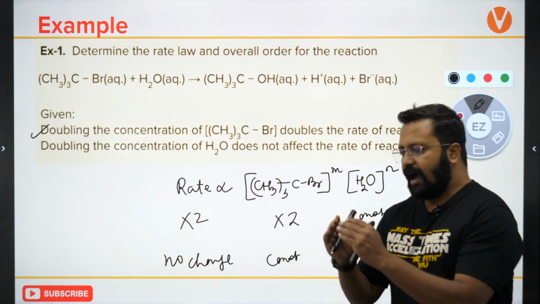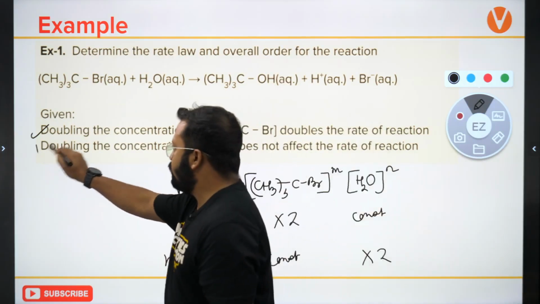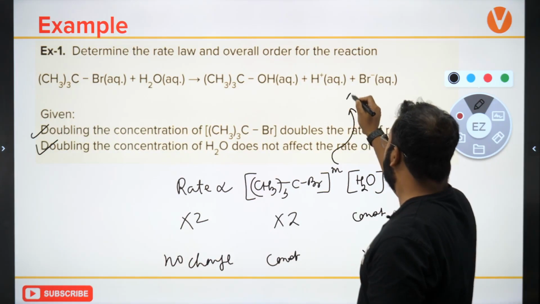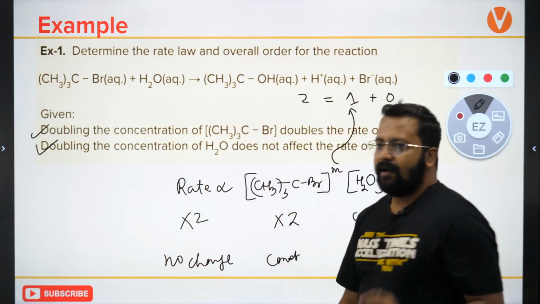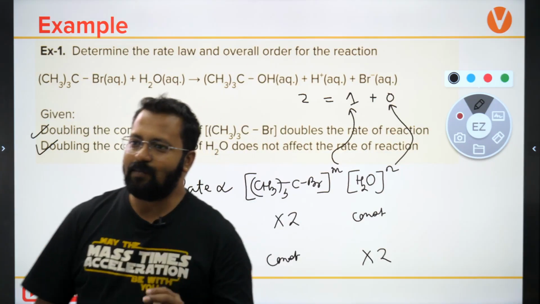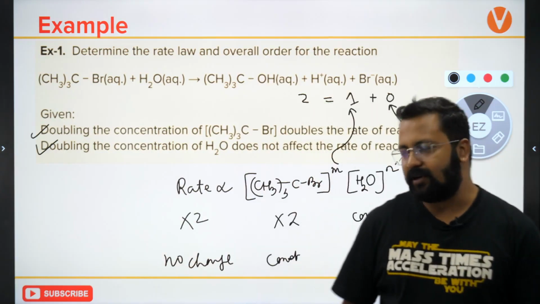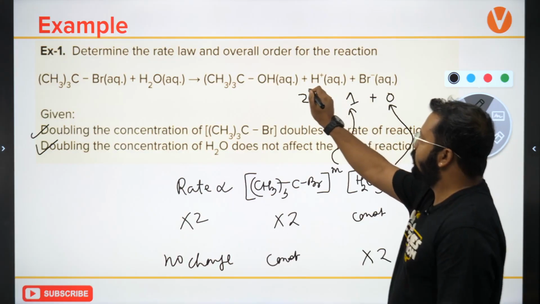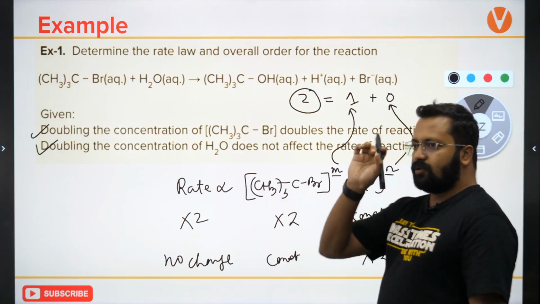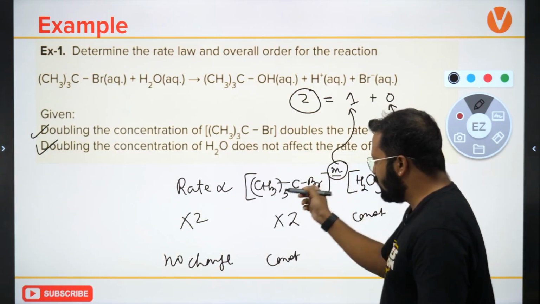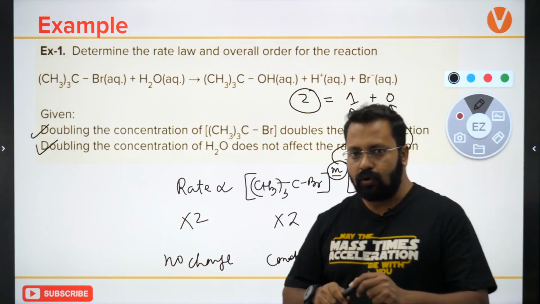So what I'm doing is keeping one of them constant, changing the other, and calculating m and n. So m turns out to be 1, n turns out to be 0. The overall order becomes 1. I am doubling this, the rate is getting doubled, so m is 1. The sum of these is the overall order. There's something known as partial order, which is with respect to each of these reactants. Partial order with respect to bromide is 1. Partial order with respect to H2O is 0.